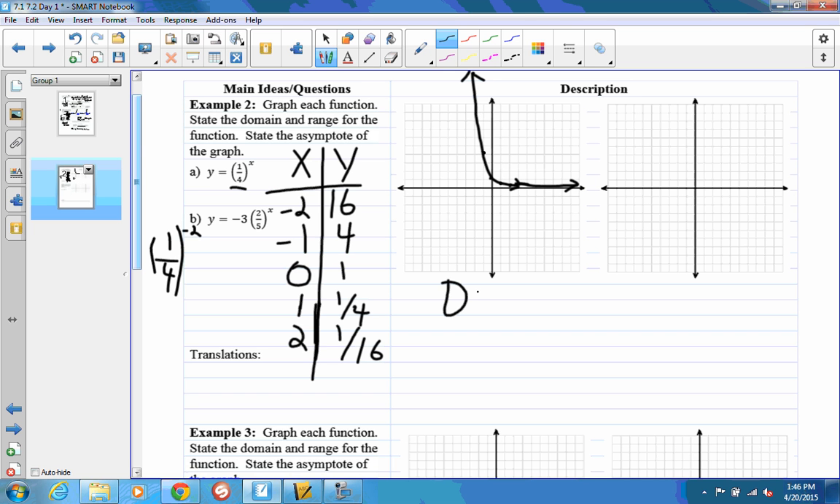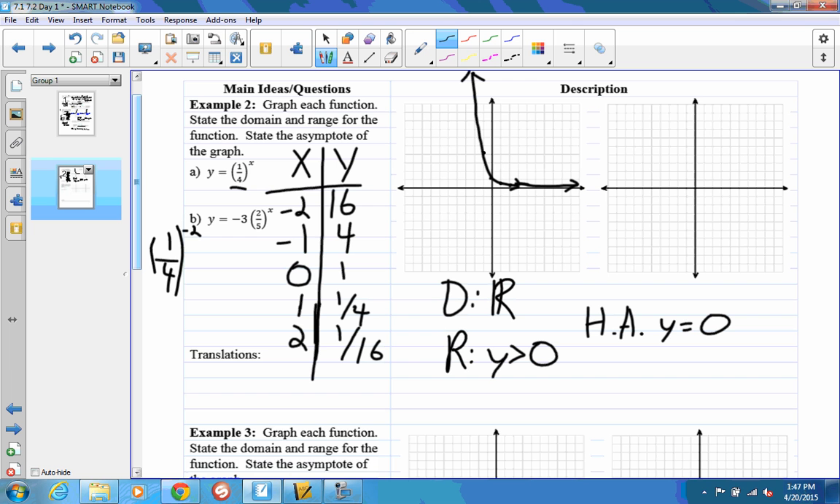So, domain, all real numbers, good. Range, less than 0, yeah, less than 0 would be down here, good. And I have a horizontal asymptote where? y equals 0. So the x-axis.